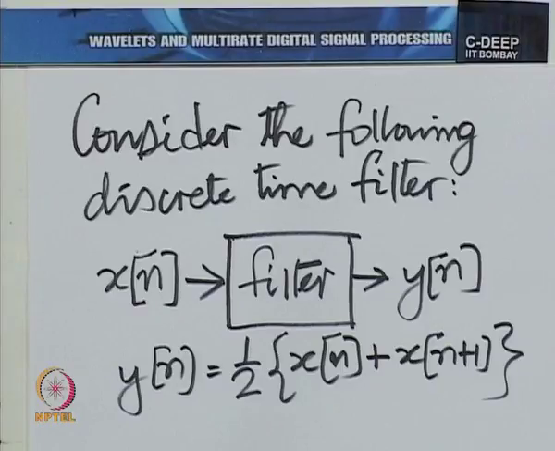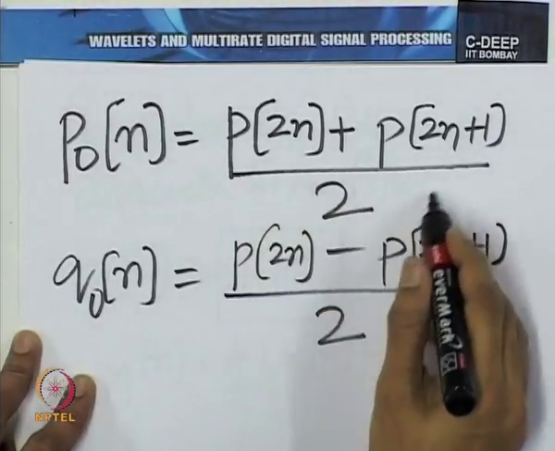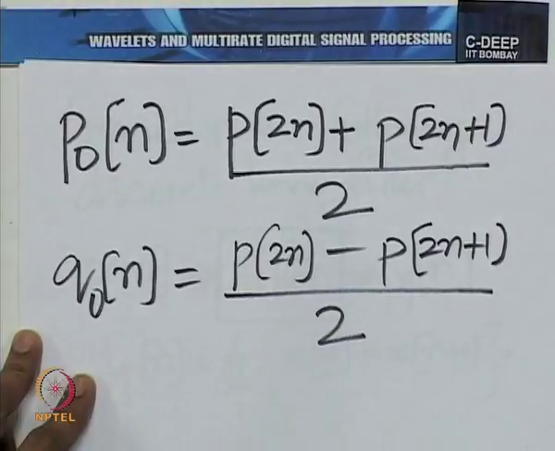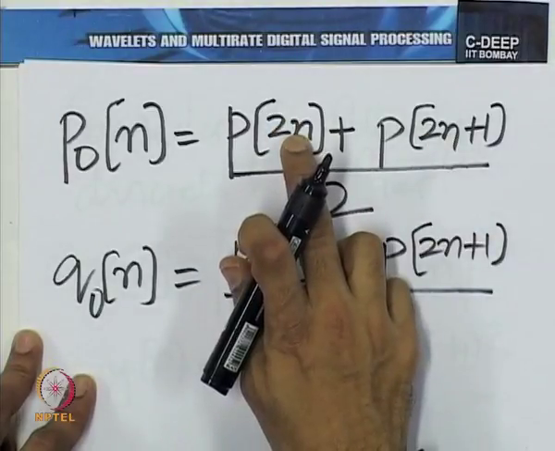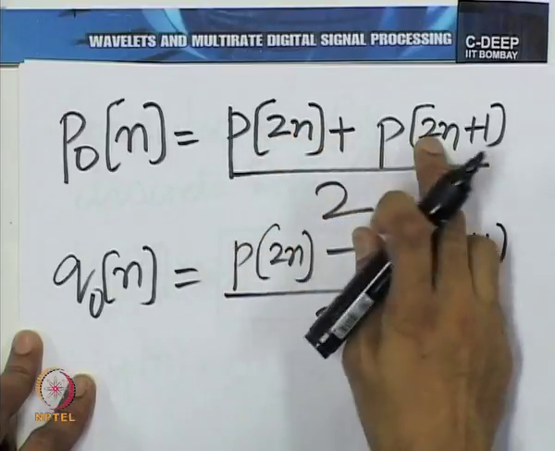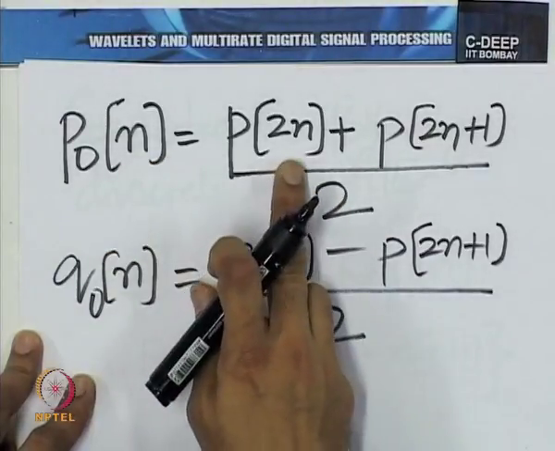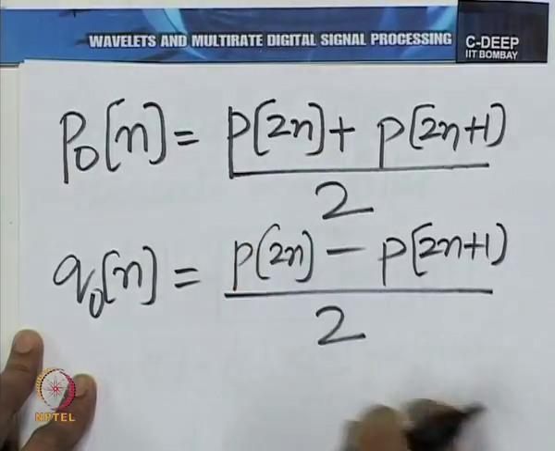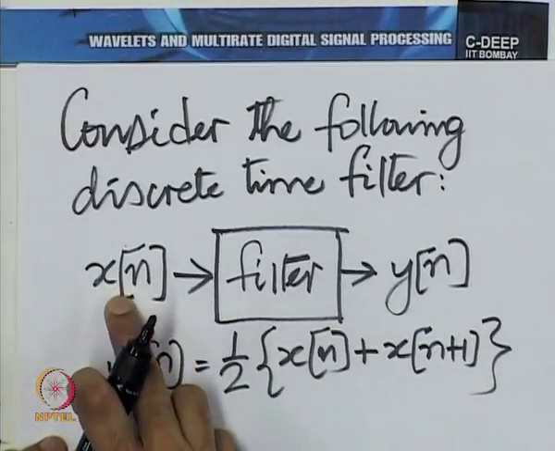What have we done here in this relationship? Let us reflect on the connection between, for example, this relationship here and the filter we just constructed. If you think of 2n as a variable, let us say it is L, then this is p of L plus p of L plus 1 by 2. In fact, this is essentially the filter acting on the sequence p. So, what we are saying is use this filter that we have here and put p n here.